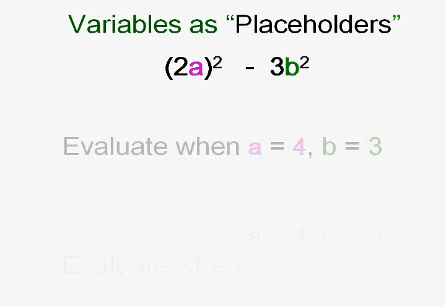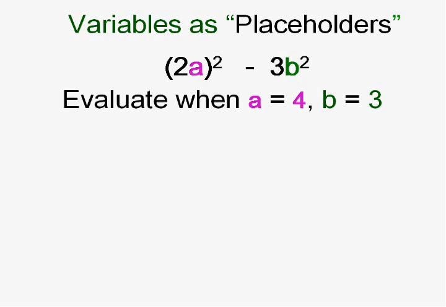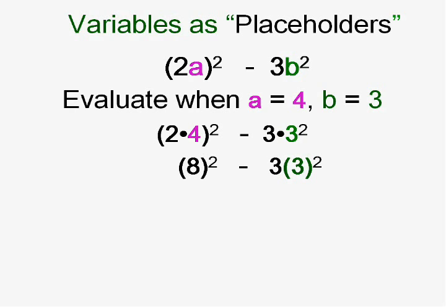In this problem, let's let every occurrence of A be 4 and every occurrence of B be 3. So I'll rewrite the problem, and instead of A I'll write 4, and instead of B I'll write 3. That's all you have to do, is put in the numbers that we tell you as replacements for the letters. Now we have to follow the order of operations. Do what's in parentheses first. Well, I see the 2 times the 4. That's what I'll do in that step.